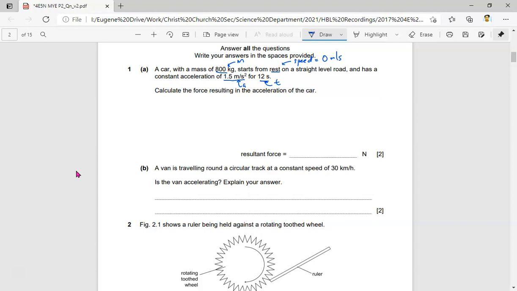In 1A, it says calculate the force resulting in the acceleration of the car. So I need to find what's the relationship between force and acceleration, and then it must be a calculation here. The only formula that you know relating force with acceleration is actually F equals to ma. So I'm able to find the force that I need if I know the mass and the acceleration, which I have. So 800 kg multiplied by 1.5, what you're going to get is 1,200 Newton. Okay, so that's the answer here. A lot of this, like rest, 12 seconds, is just distractors. It's just whether you know which quantity to start off from and to use.